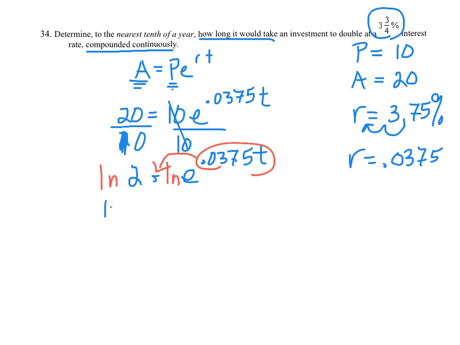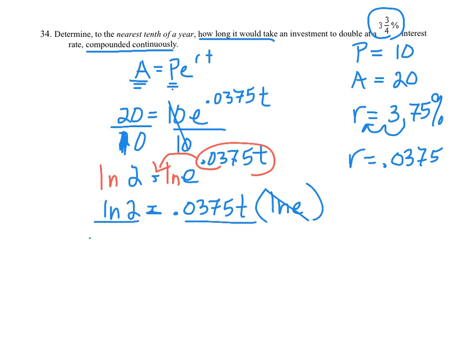So we have the ln of 2 equals 0.0375t, and that's going to get multiplied by the ln of e. Now remember, the ln of e is just 1, so we can just cross that out because it's just 0.0375t times 1. All right, so then we are going to divide out the 0.0375 so that we get the t by itself.